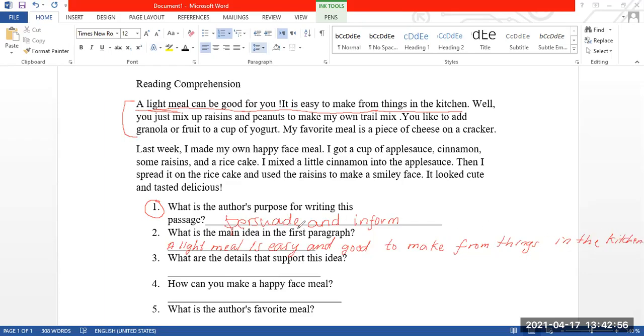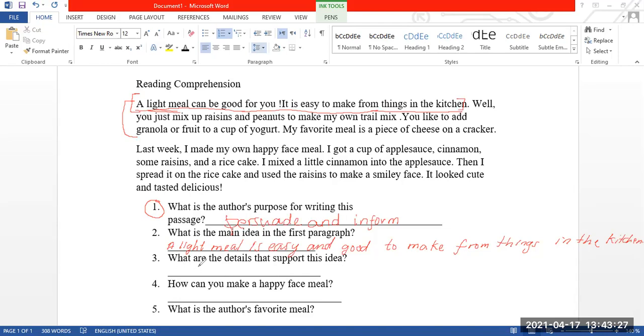So we said the main idea is usually located here. If you don't know how to create a sentence like this, just come over here and copy paste this one, or take the first 2 sentences and write them. That's all. But if you want to be more perfect, just write: a light meal is easy and good to make from things in the kitchen.